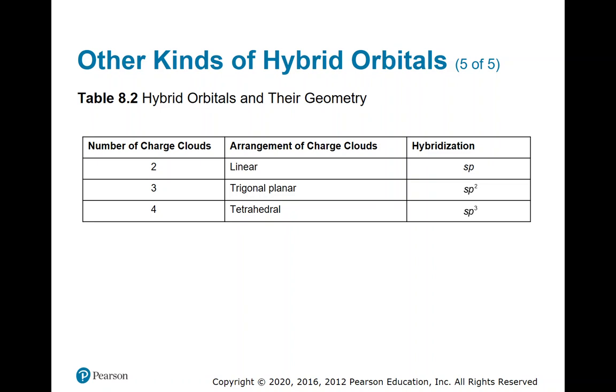And those charge clouds are your hybrid orbitals. And so each of these possibilities corresponds to a specific hybridization. If we have 2 charge clouds, we have sp hybridization. If we have 3 charge clouds, we have sp2 hybridization. And if we have 4 charge clouds, we have sp3 hybridization. And the number of charge clouds is always equal to the number of hybrid orbitals, and that can help you remember what hybridization goes along with each. Since, for instance, with an sp hybridization, that's 1s and 1p, so 2 hybrid orbitals. For sp3, for instance, we have 1s and 3p orbitals, so 4 total hybrid orbitals.